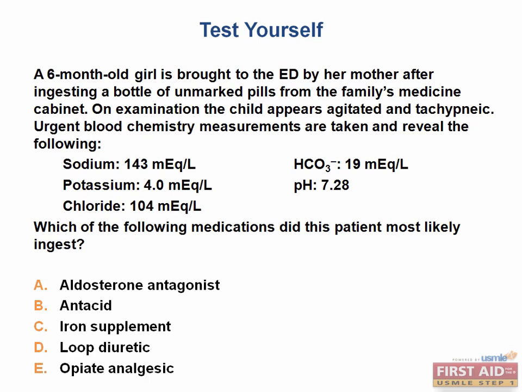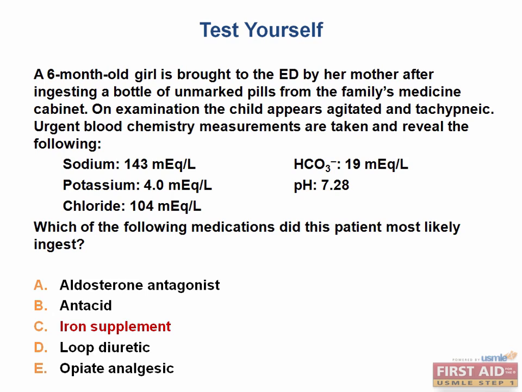A 6-month-old girl is brought to the ED by her mother after ingesting a bottle of unmarked pills from the family's medicine cabinet. On examination, the child appears agitated and tachypneic. Urgent blood chemistry measurements are taken and reveal the following: sodium 143, potassium of 4, chloride of 104, a bicarb of 19, and a pH of 7.28. Which of the following medications did this patient most likely ingest?